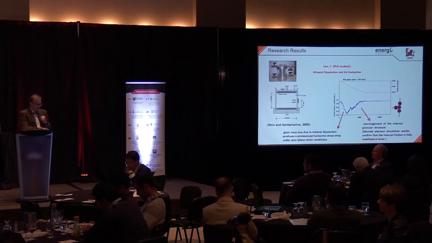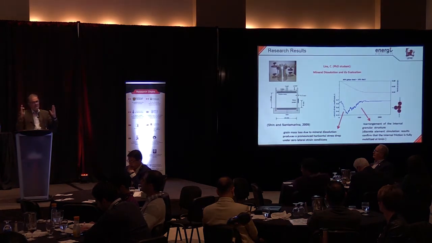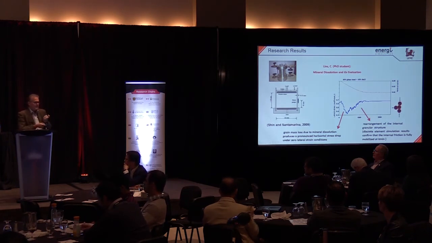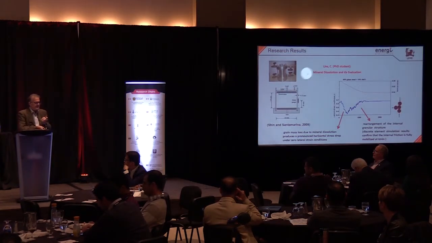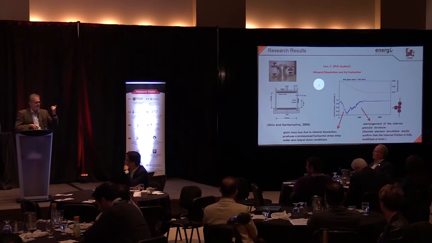And this was done under a constant load in an oedometric cell where we apply a constant vertical stress. Lateral strain is prevented, and we have here a strain gauge that will measure the lateral stress. So what we observe when dissolution takes place is a decrease of the volume of the sample. So we have a vertical strain that is observed, and we also have a change in the lateral stress.